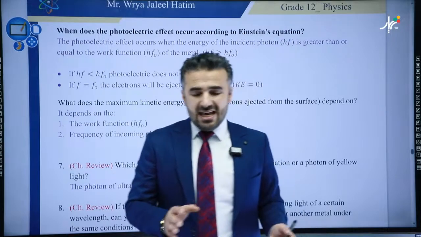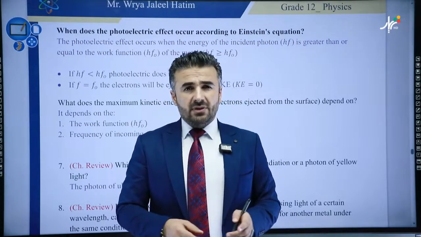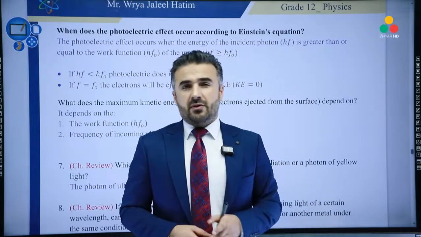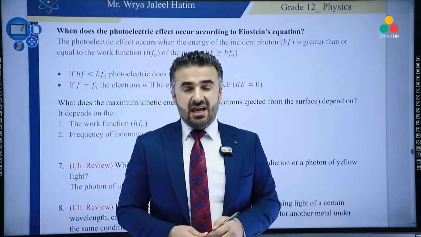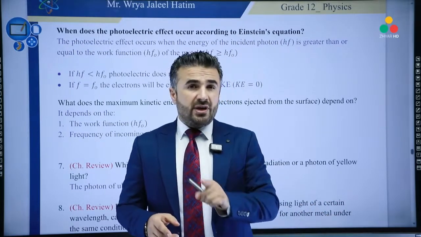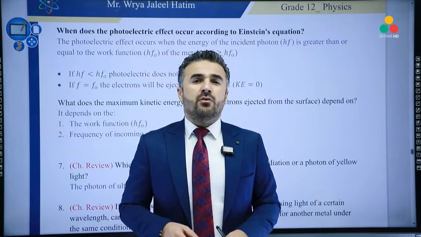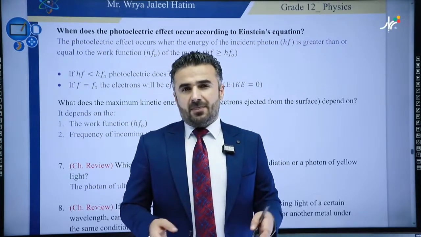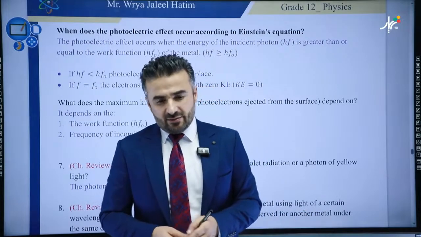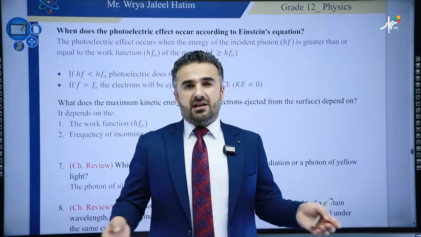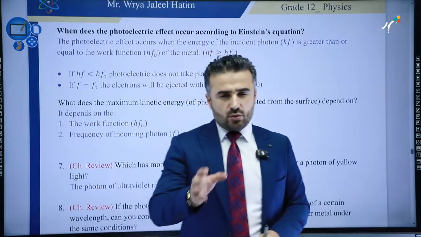But what happens if the frequency of the incident wave is equal to the threshold frequency? In that case, electrons will be extracted, don't forget, but at zero kinetic energy. So you might say, how is it possible? It is possible. Electrons will be extracted, but at zero kinetic energy, almost like at zero speed. That is one thing, yeah?